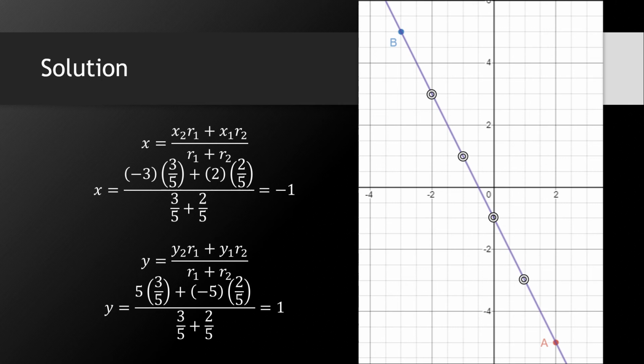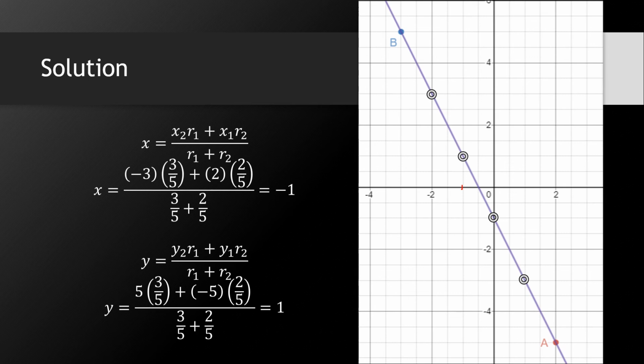So using our formula, x is equal to x2 r1 plus x1 r2. x2 is the x coordinate of B, -3. So -3 times 3/5, that is our r1, plus 2 times 2/5, all over 3/5 plus 2/5, is equal to -1. So that is here. We already know that our x coordinate is correct.